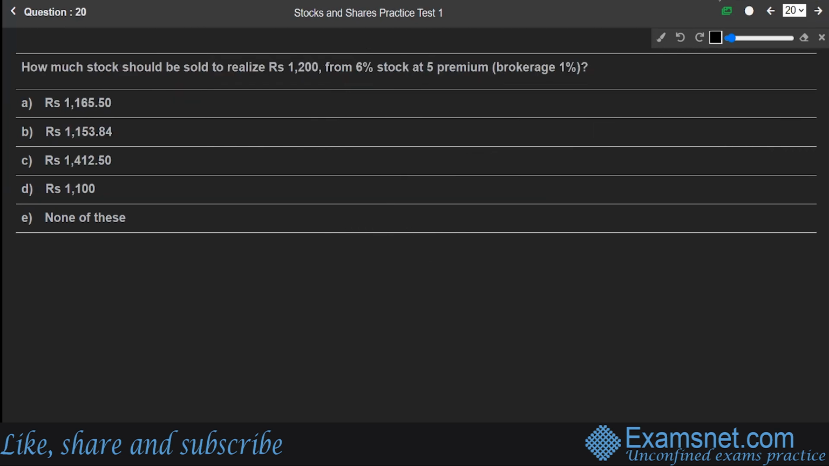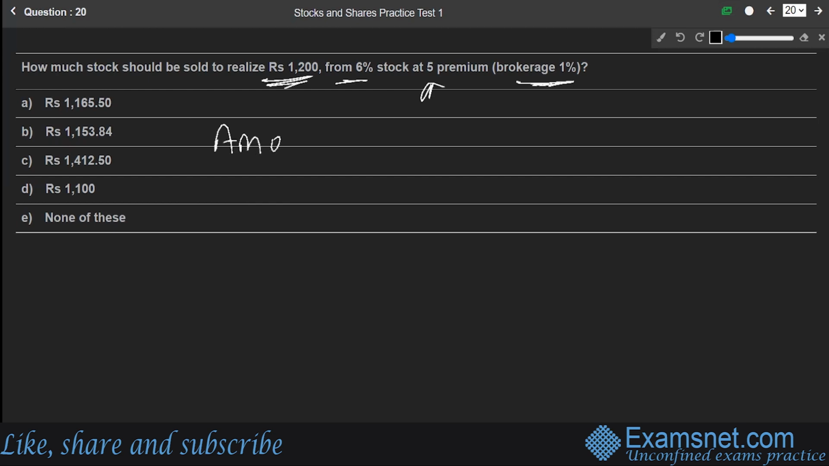Now, for the question, he says, how much stock should be sold to realize rupees 1200 from 6% stock at 5 premium, brokerage being 1%? Okay, how much stock should be sold so that this much 1200 can be earned? That's what they say. How 1200 should be earned. 6% stock, the rate of stock is given as 6%. The amount that has been given to us is 1200. So that was the cash to be realized, and the brokerage value is given as 1%.